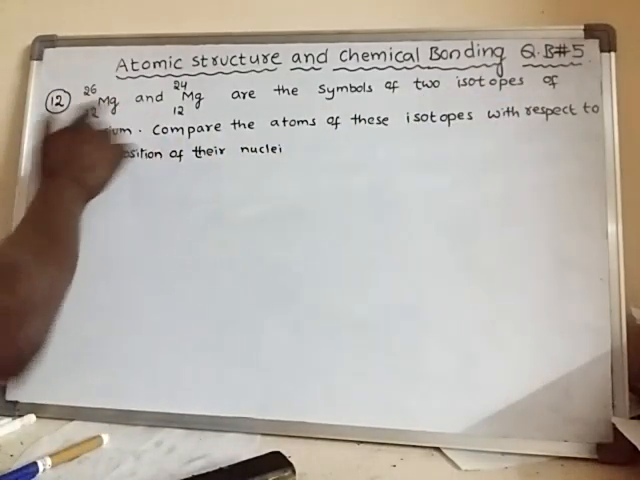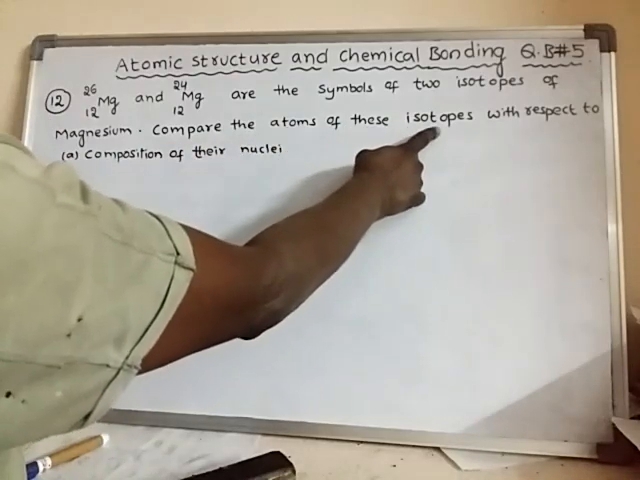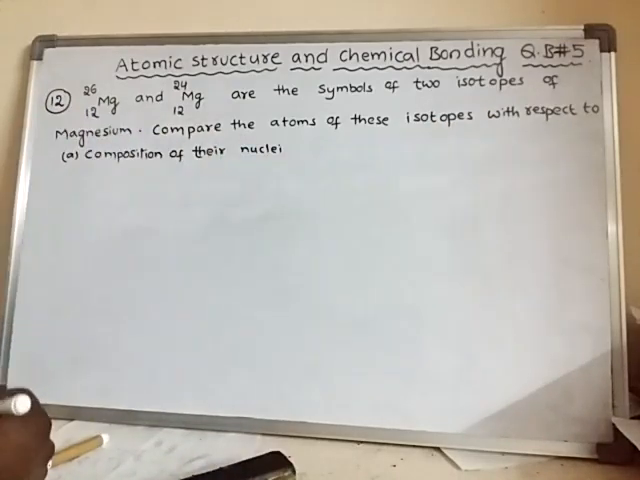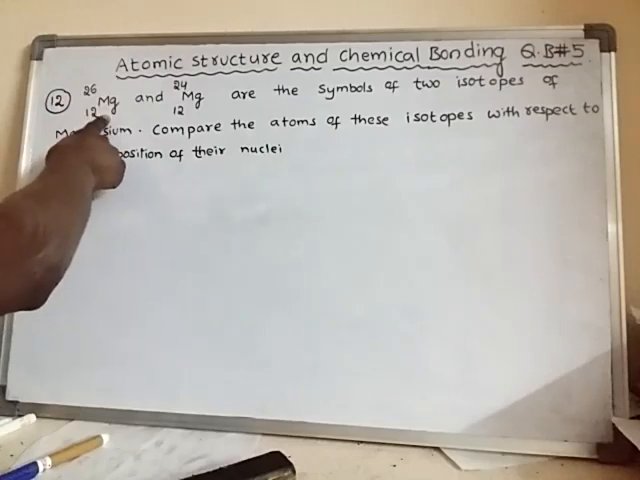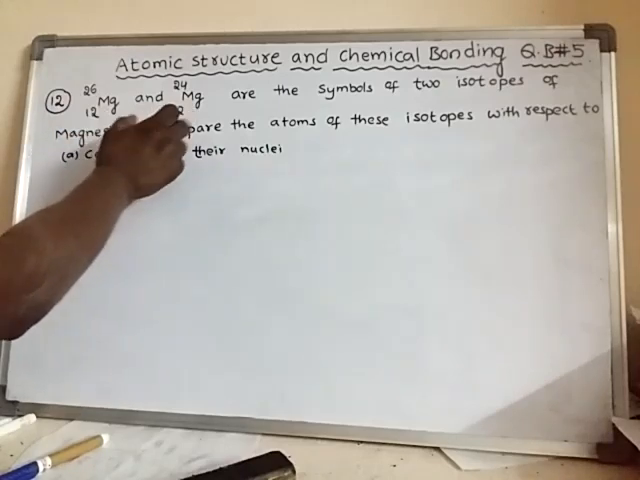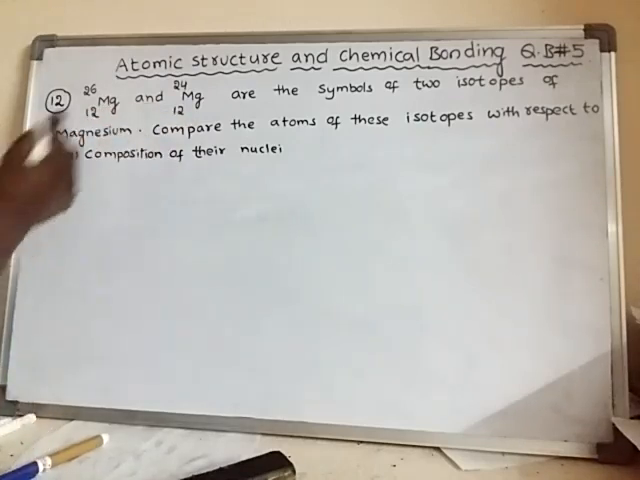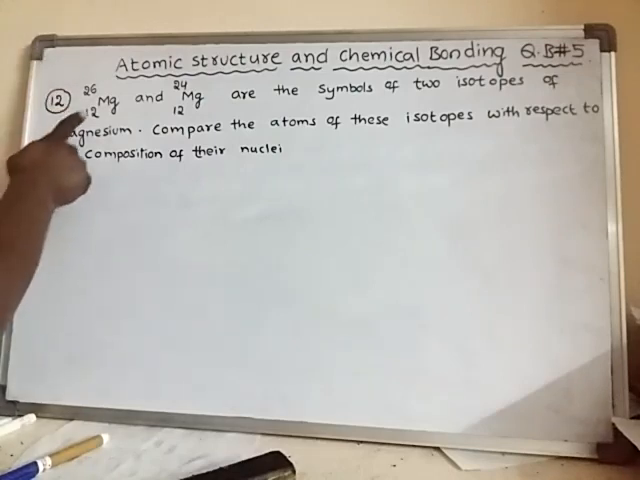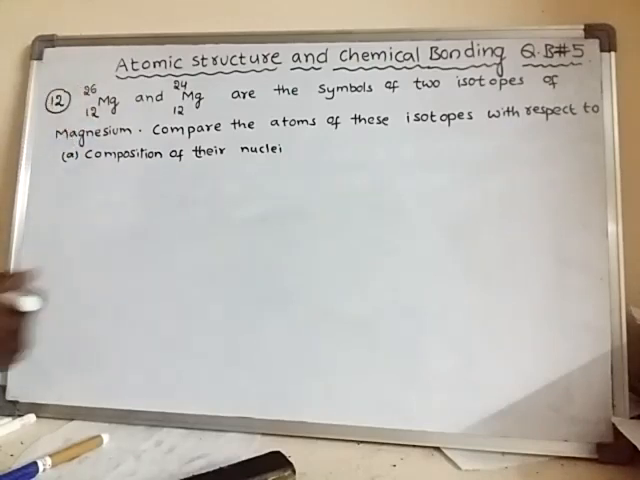Now, what do we have to do? We have to compare the atoms of these isotopes with respect to the composition of their nuclei. So we have to see the nucleus of this atom and the nucleus of this atom and compare the nuclei of these two isotopes. First of all, let us see this one: magnesium-12, its atomic number is 12 and atomic mass is 26.